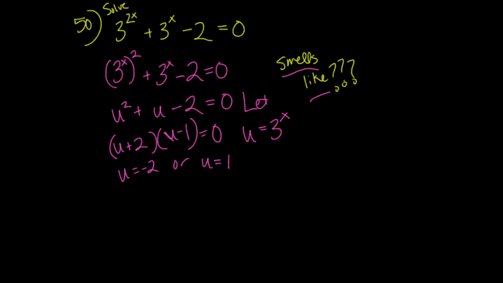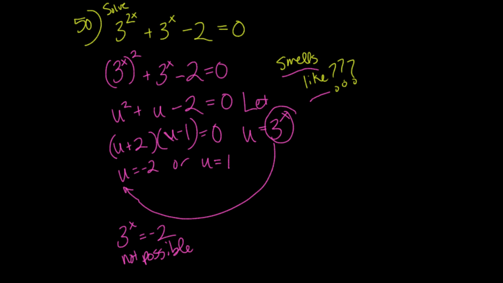We're not done though, because now we have to substitute 3 to the x back in for u to find what x is. So 3 to the x equals negative 2. Is that possible? Can an exponential function give me some x value that makes that equal to negative 2? Not possible. Now if we do this one, 3 to the x is equal to 1. If you think about that, what's the only thing that x can be? x must equal 0, right? Because 3 has got to be raised to the 0 power.